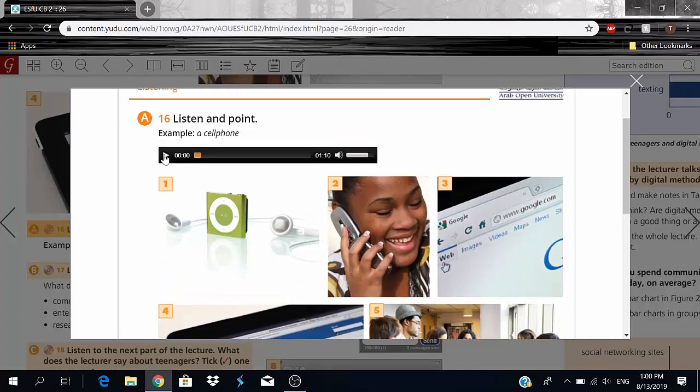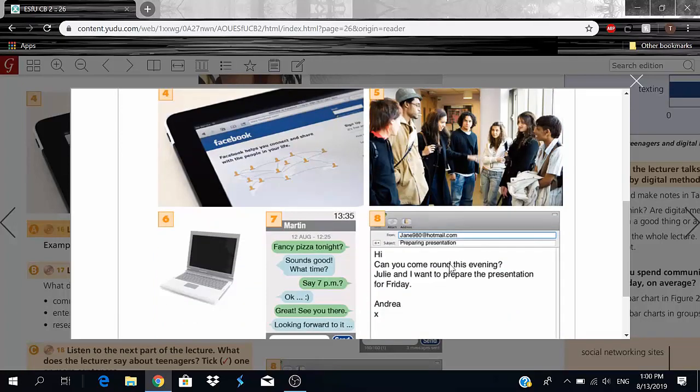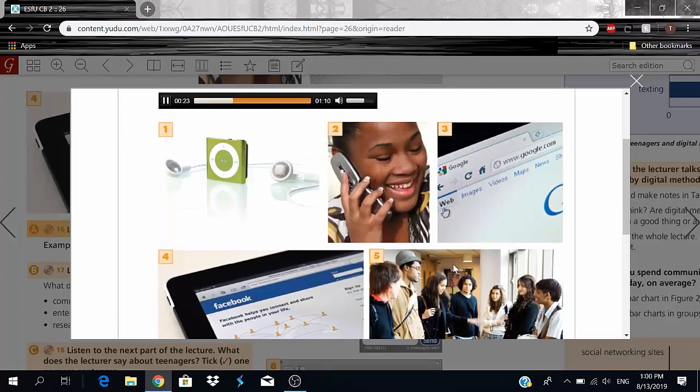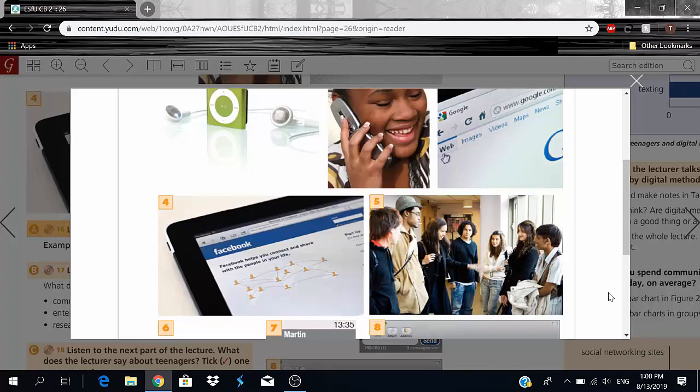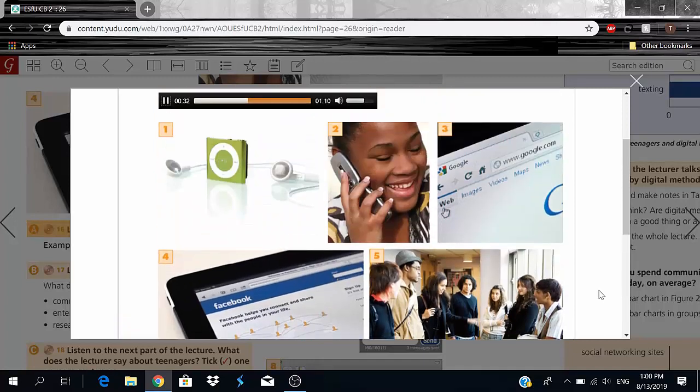Okay, let's go. Unit 2. Daily Life. Lesson 1. Listening. Exercise A. Listen and point. A cell phone. A laptop. An MP3 player. A face-to-face conversation. A text message. An email message. A Google page. A social networking site.